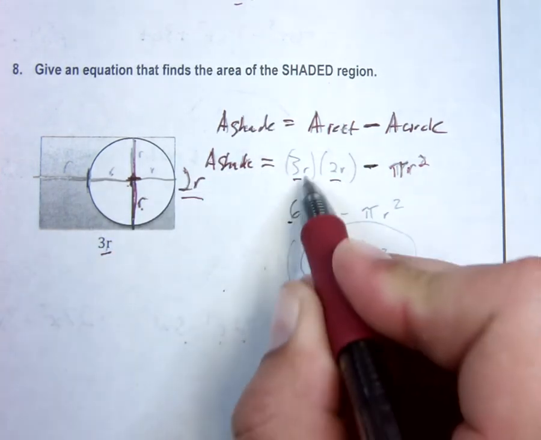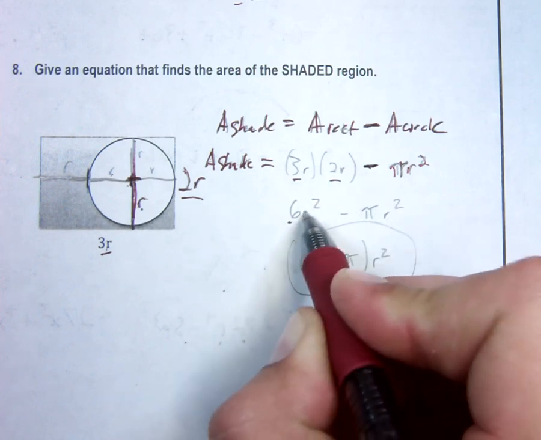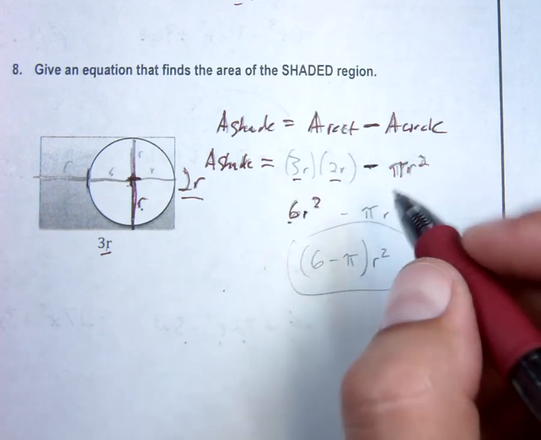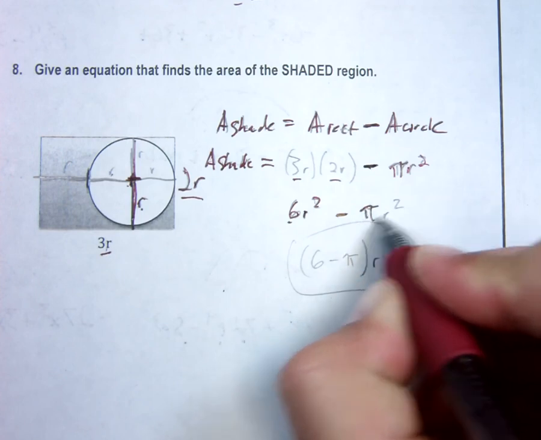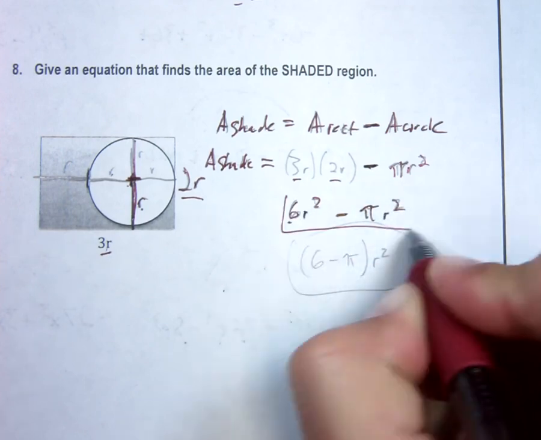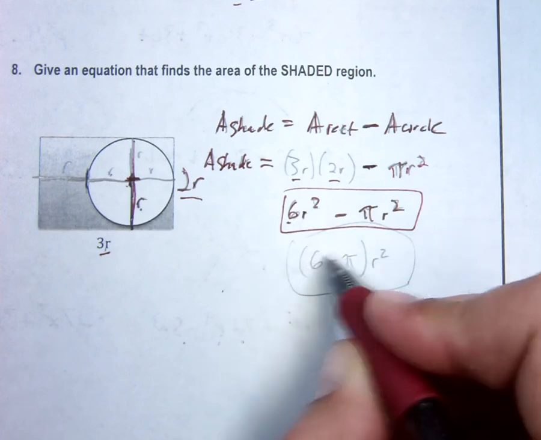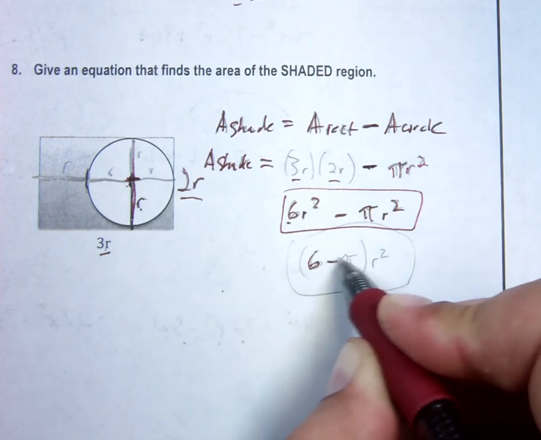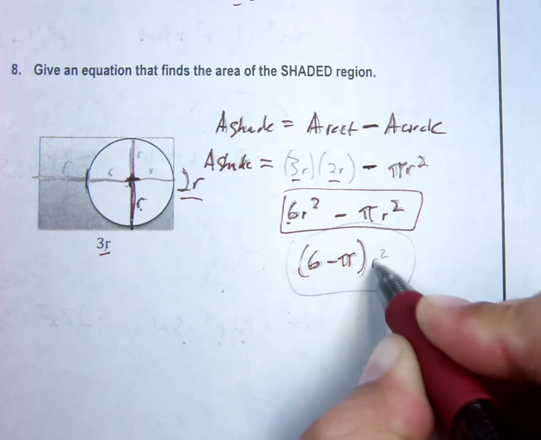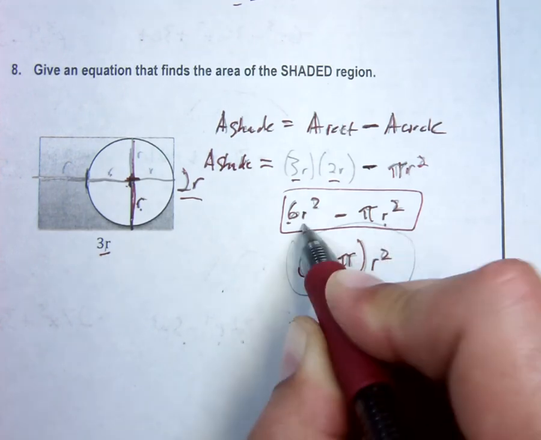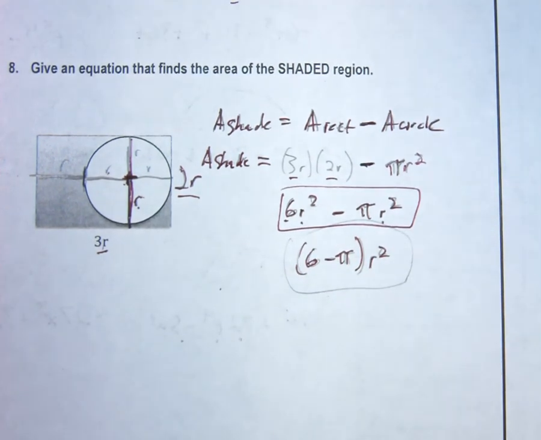3 times 2 is 6r times r. That's going to be add the exponents. You have r squared, so you have 6r squared minus pi r squared. That is a good answer. If you wanted to take that down, you could take the 6 minus pi and multiply that by r squared. Because they both have an r squared in common, you could take those out, and that is fine.